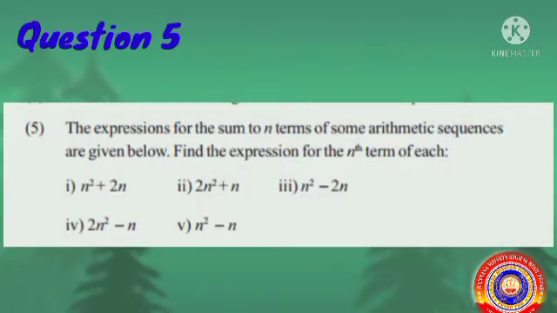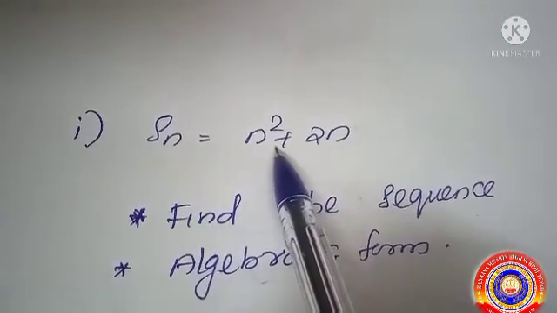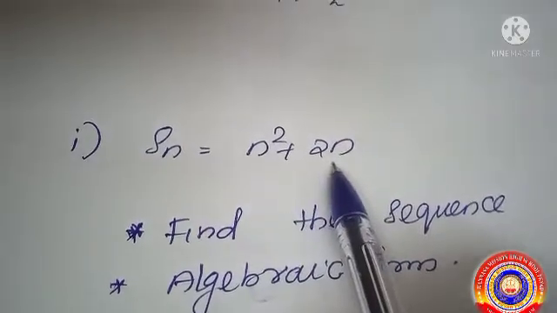Next, question number 5. The expressions for the sum to n terms of some arithmetic sequences are given below. Find the expression for the nth term of each. Here, the algebraic expressions for the sum to n terms of some arithmetic sequences are given. We have to find the sequence and their algebraic form.